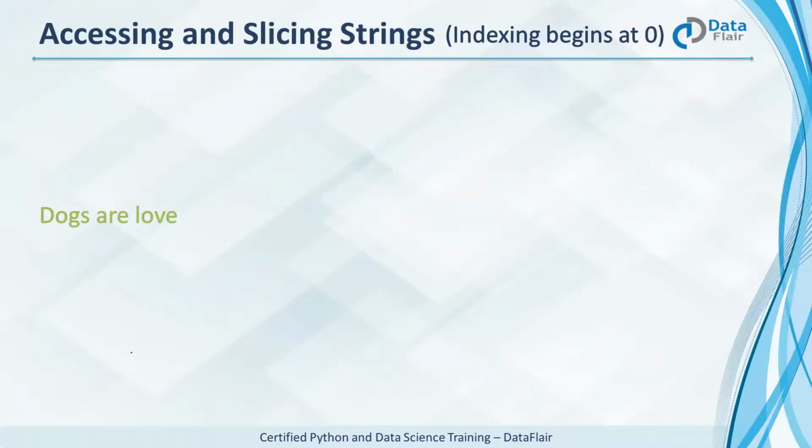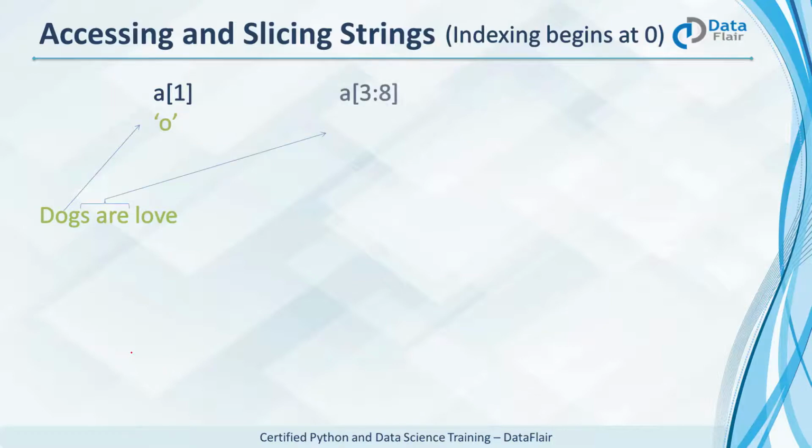Sometimes we don't need an entire string, but only a part of it. We use indexing to do this. Each character belongs to an index in the string, and this begins at 0. Index 1 has the character O. We can also access a slice or a group of characters from the string.